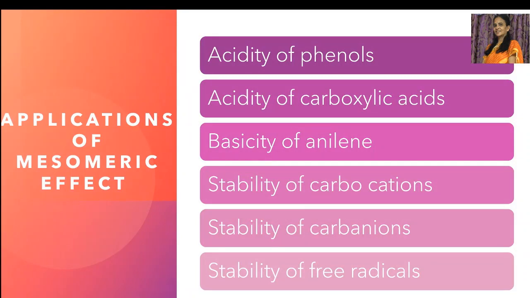Different applications of mesomeric effect. The mesomeric effect has a number of applications. The first one is acidity of phenols. Second, acidity of carboxylic acids. Third one is basicity of aniline. Next one is stability of carbocations. And fifth one is stability of carbanions. And sixth one is stability of free radicals. Now let's discuss one by one. So these are all the applications of the mesomeric effect.